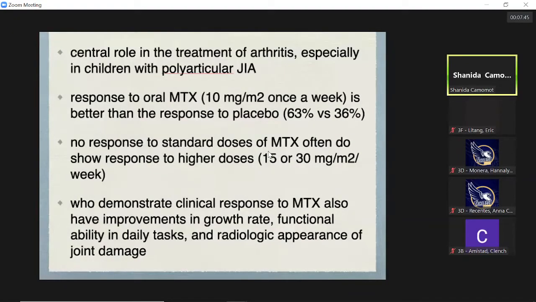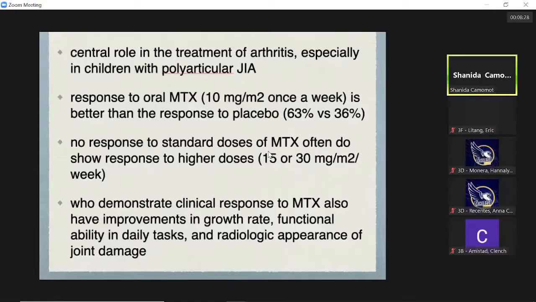Methotrexate has a central role in the treatment of arthritis, especially in children with polyarticular JIA. According to studies, the response to oral methotrexate is better than response to placebo. Those with no response to standard doses of methotrexate often do show response to higher doses. Meaning to say, if you increase the dose of methotrexate beyond the standard dose, you cannot expect a higher effect anymore.